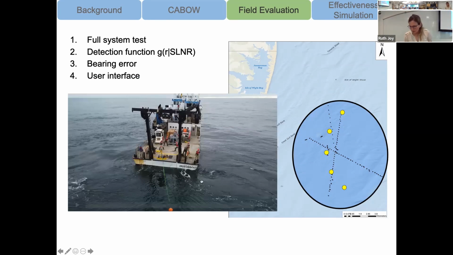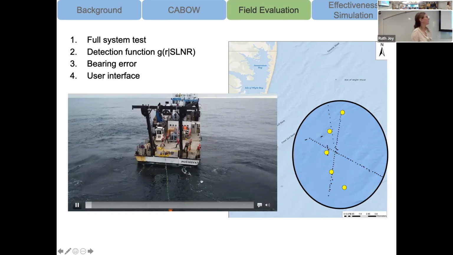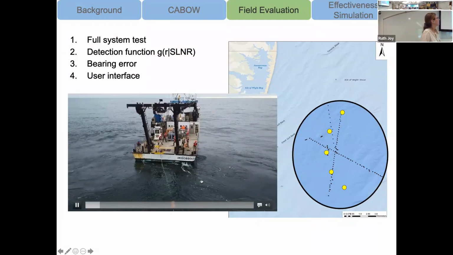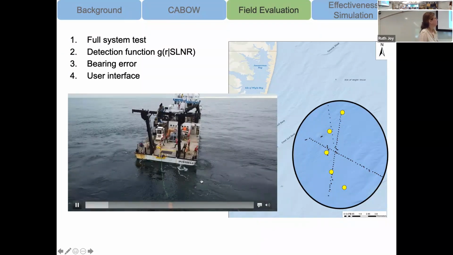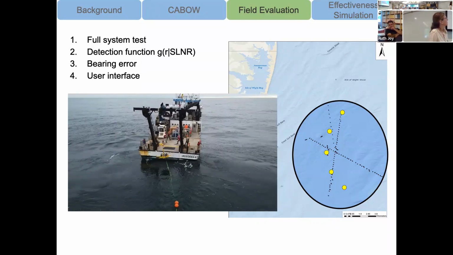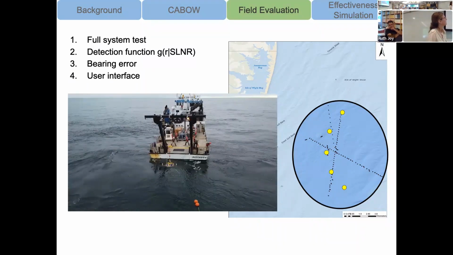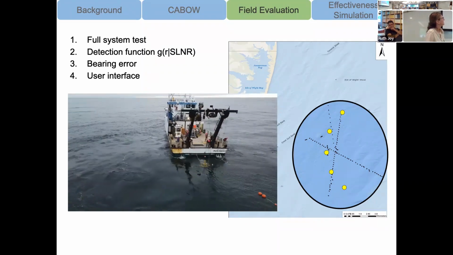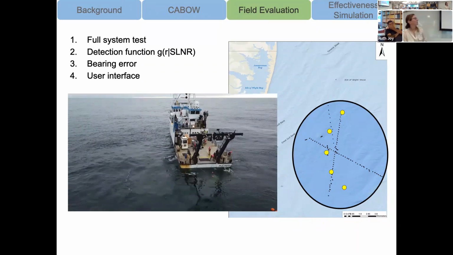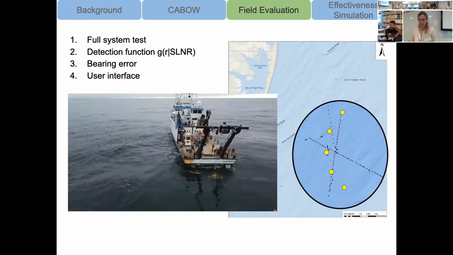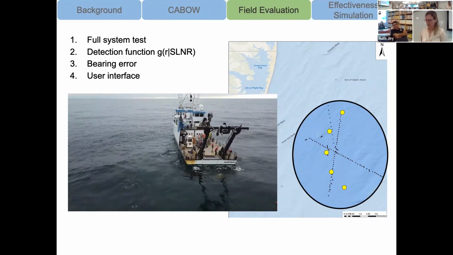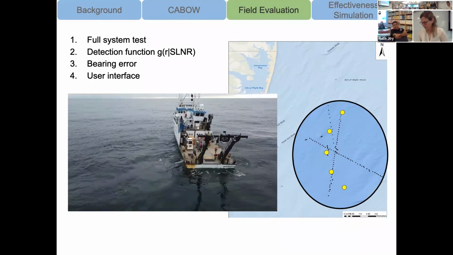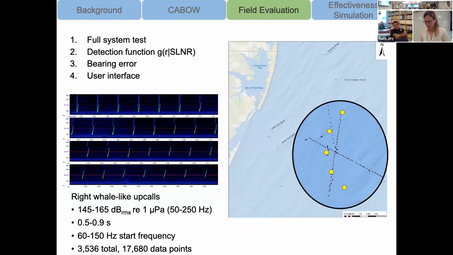Is this a video? I think this might be a video. Oh yeah. So this is what it looks like deploying a cabal system from the short-lived drone. I didn't crash the drone, you crashed the drone. Yep, so it's a relatively small system, but it still does require a boat to deploy it and a winch. Okay, that's enough of that.